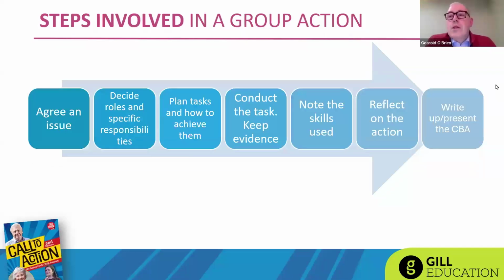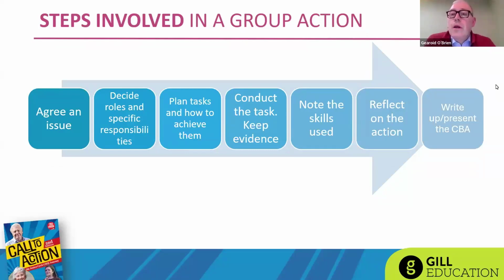If it's a group action, there's a small difference. So first of all, again, you agree the issue, but then you need to decide and allocate roles and specific responsibilities. And then as a result of that, you also need to plan the tasks and how to achieve them.